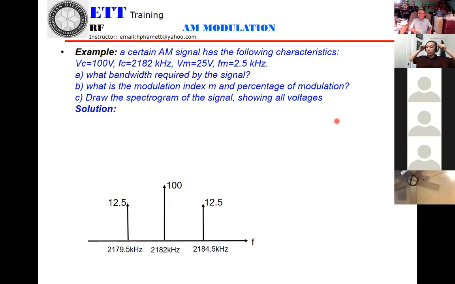Number C looks like we already drew for you. The only thing you need to know is the bandwidth required and the modulation index. Who gets the answer, let me know.